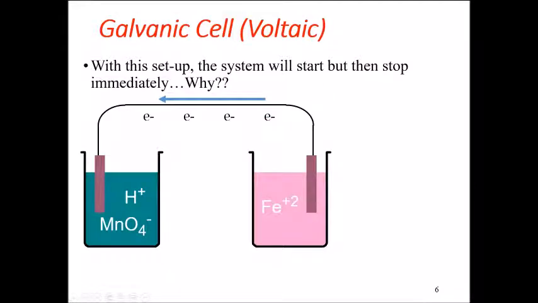Now, with this setup, the system will start but then stop immediately. We need to think about why that is. The electrons here, remember this is the oxidation side, this is the reduction side for our example, are going to start flowing from anode to cathode. Anode over here, cathode over here. But it will only run for a few seconds if we don't have another piece in our setup over here.